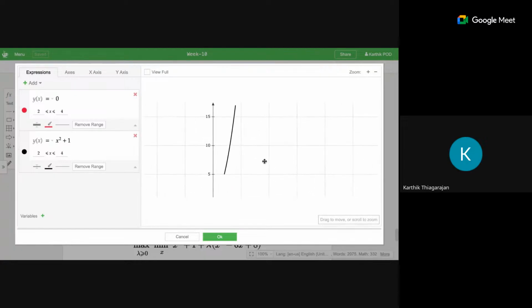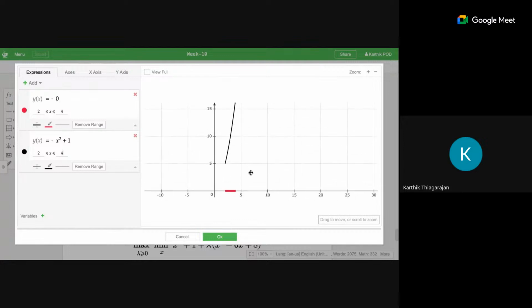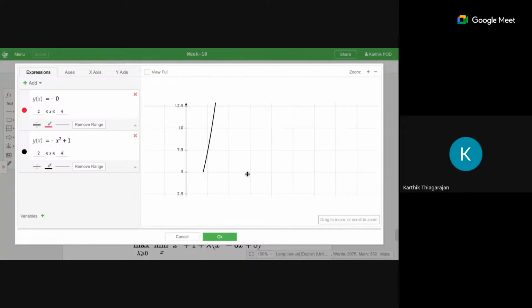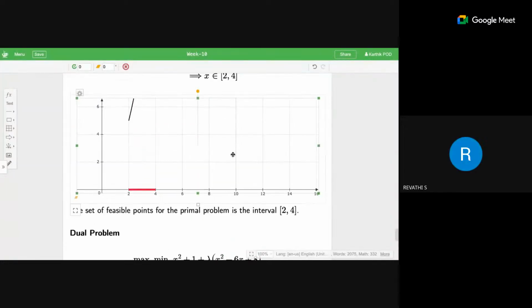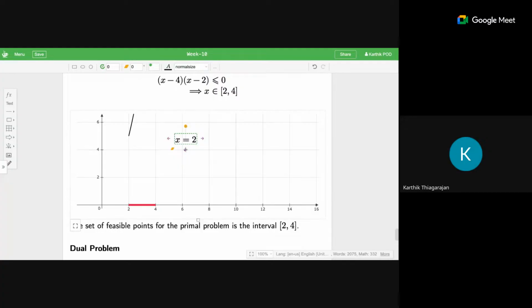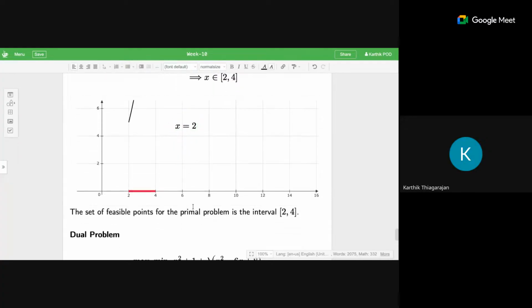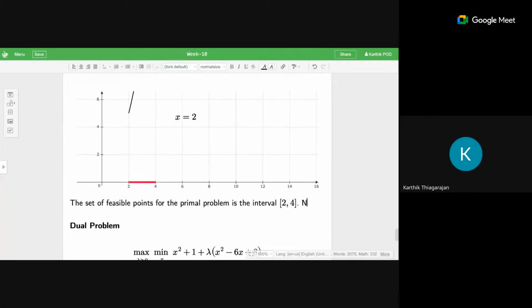Unfortunately that is kind of being clipped off, but it's fine. Okay, so you see that x square plus 1 is anyway increasing. So the minimum has to be at, where is the minimum going to be? X equal to 2, right? So x equal to 2 is going to have the minimum, and do you see what the value of the objective function is at x equal to 2? 5, right?